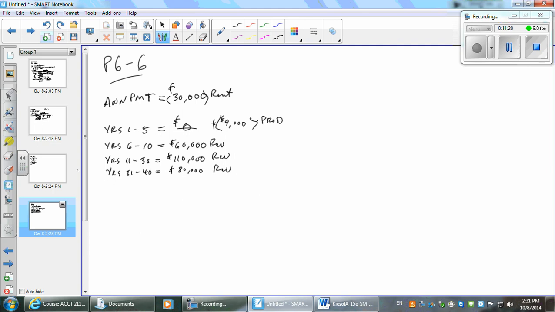And if we look further on there, it says assume all receipts and payments at the end of the year. So all of these are what kind of annuities? Yeah, these are ordinary annuities. This is an ordinary annuity. All of these are ordinary annuities, aren't they? And all of this is an ordinary annuity.